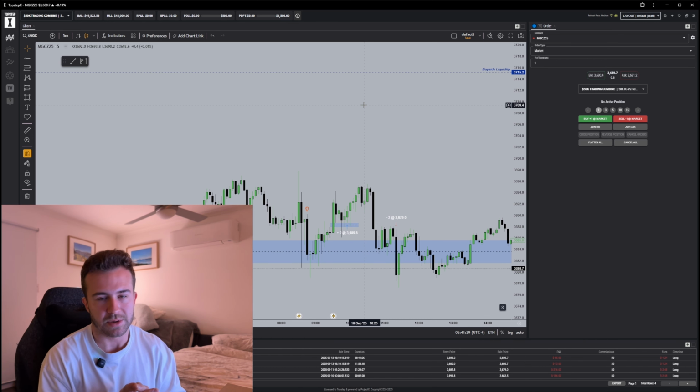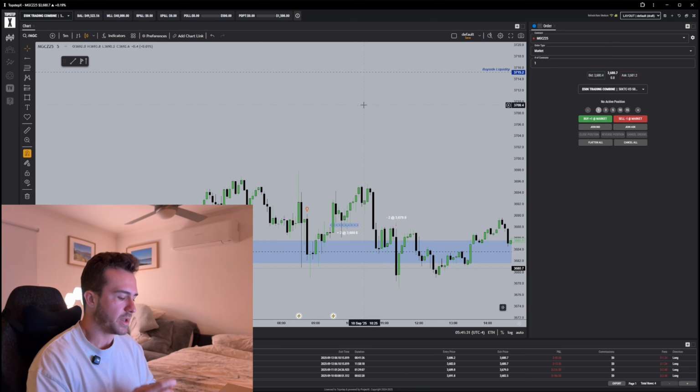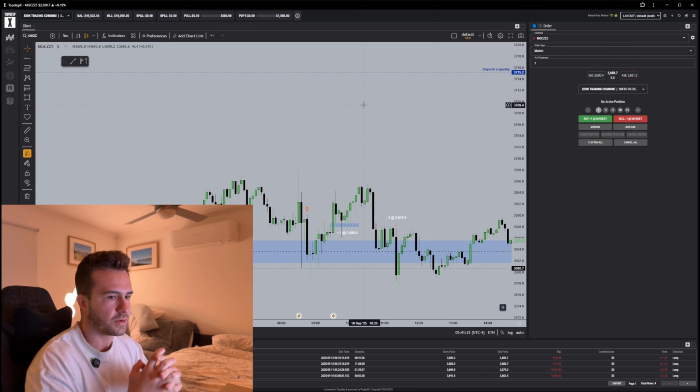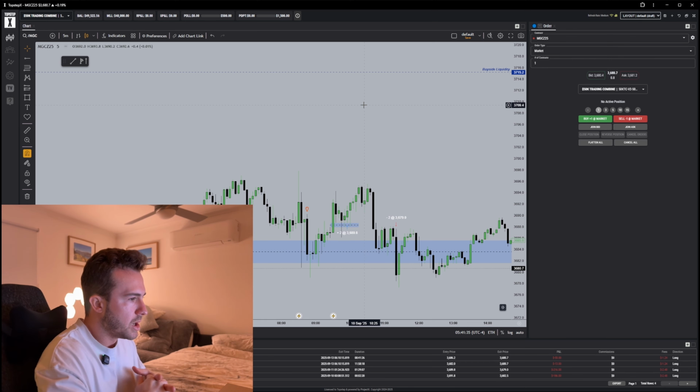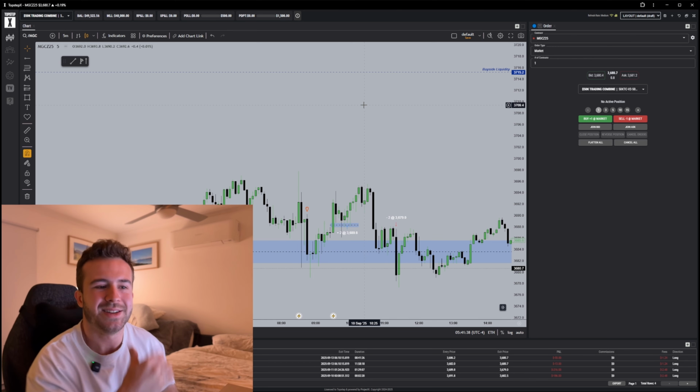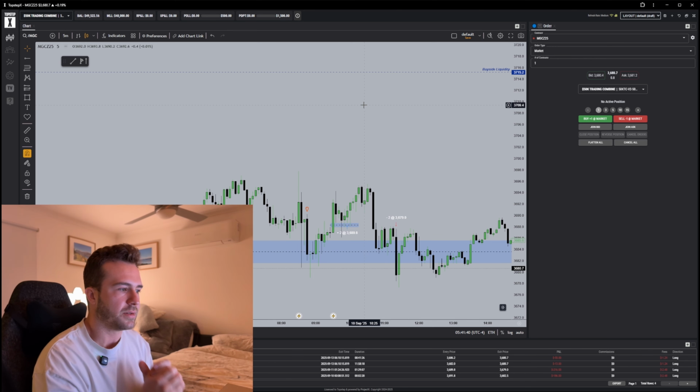Again, my daily bias was wrong. My drawn liquidity was wrong. It doesn't mean it can't still go to that drawn liquidity, but it didn't do it in this daily candle. So that was my mistake.